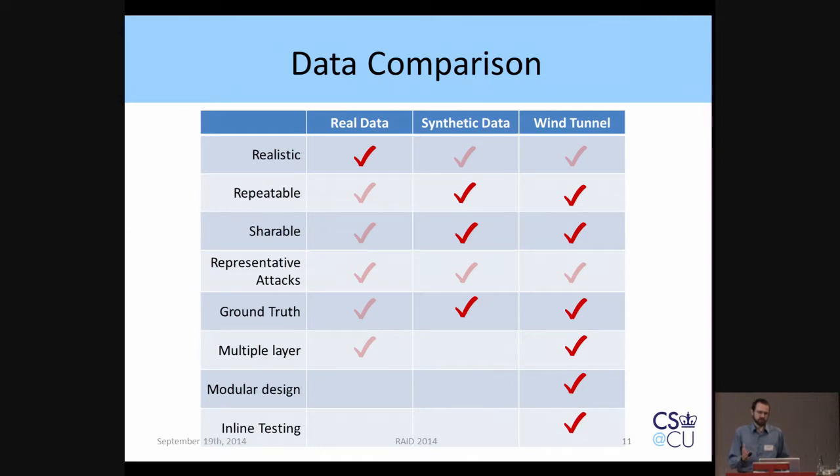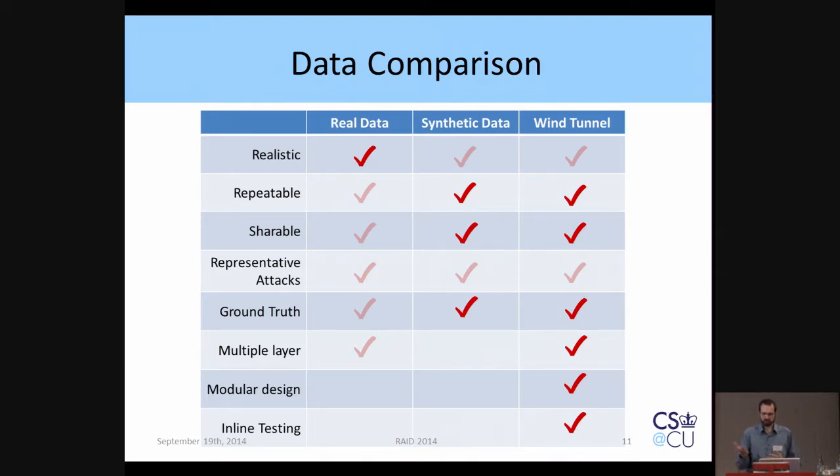As most people are familiar, there are advantages and disadvantages to real data and synthetic data sets. Real data can be realistic, but it's hard to share because of privacy concerns. It's hard to collect. Attack data may be very sparse, especially with higher-end attackers. Synthetic data is easy to share. You can repeat experiments, but it's hard to make it realistic. It's hard to get representative attacks, but for ground truth, which can be very critical, you have more control when you generate the data yourself.